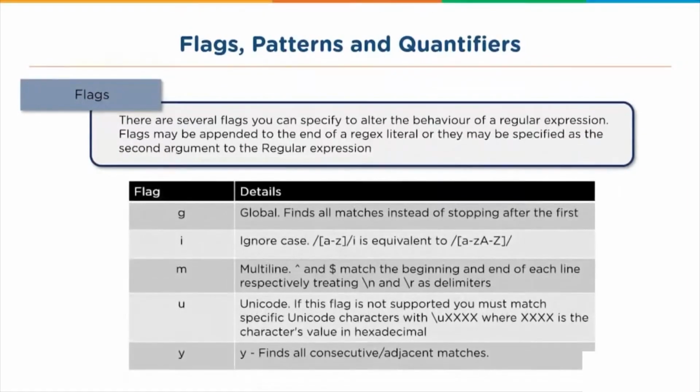Now you have these 5 flags here. You have G, which is the global flag. This finds all matches instead of stopping after the first. Then you have I, which is ignore case, which makes the entire expression case insensitive. And then you have M, which is multi-line, so the caret and the dollar match the beginning and the end of each line respectively. Then you have Unicode, and if this flag is not supported, you must match specific Unicode characters. And then finally you have Y, which finds all the consecutive or adjacent matches.